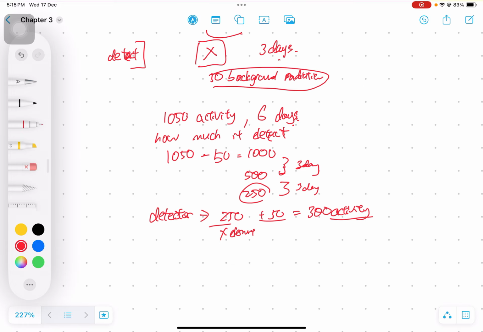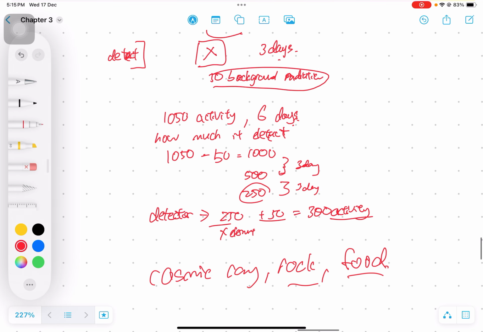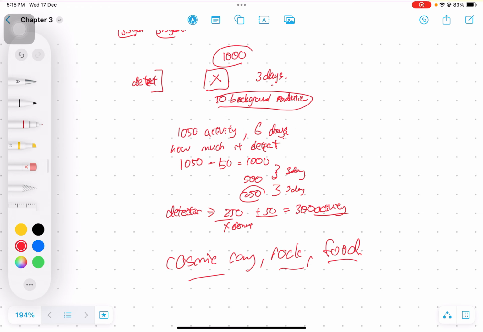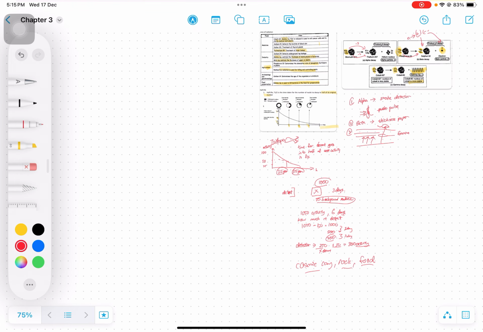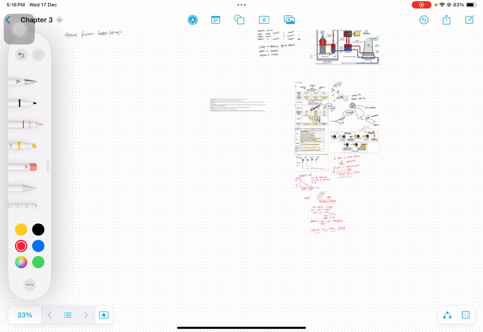So this is how we do it. We need to minus the background radiation and add it back. The background radiation doesn't change. What do we mean by background radiation? Background radiation means the radiation in the surroundings, for example cosmic rays, and some types of rocks. Sometimes some food also has it. So this is how background radiation usually occurs. There is some background radiation in our life.